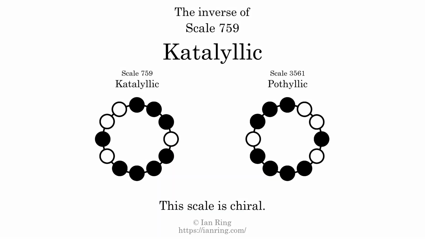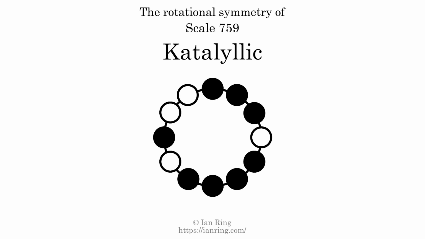The inverse of a scale is a mirror image. It is what you get when the sequence of intervals is reversed. The inverse of this scale is scale 3561, also known as Katalyllic. This scale is chiral. It cannot transform into its inverse by rotational transformation. This scale has no rotational symmetry.